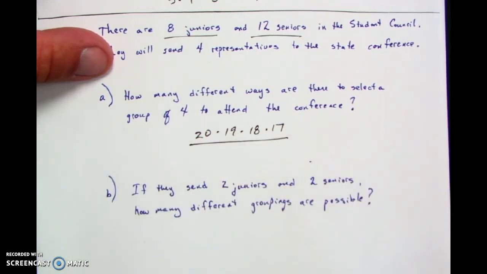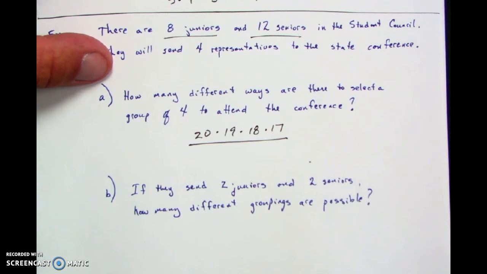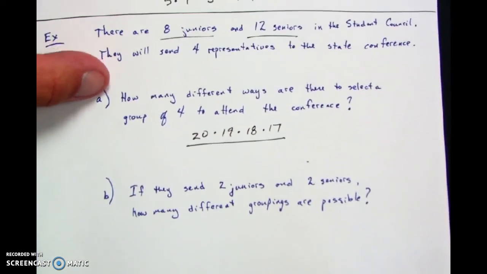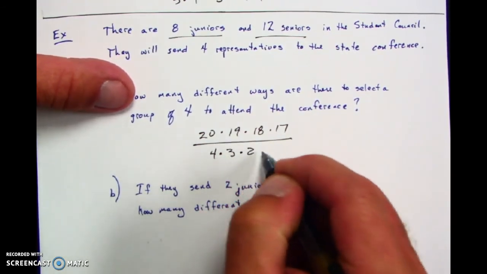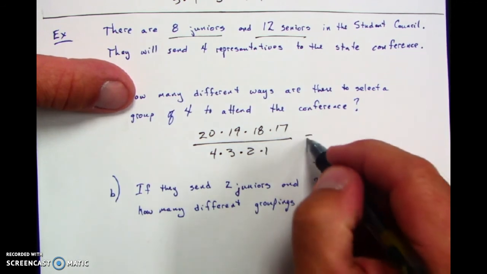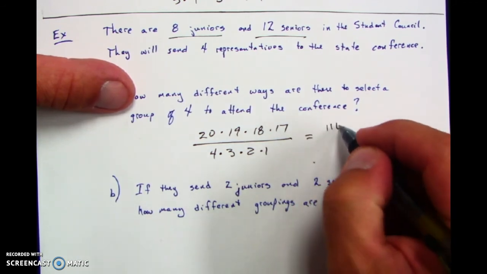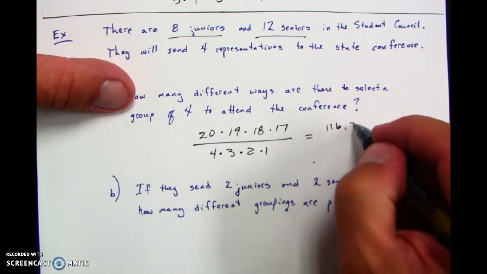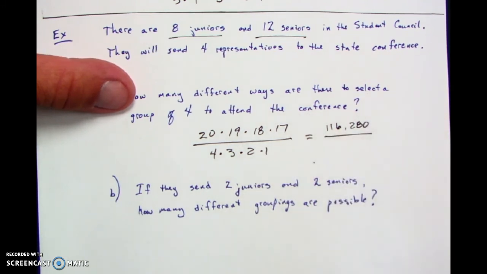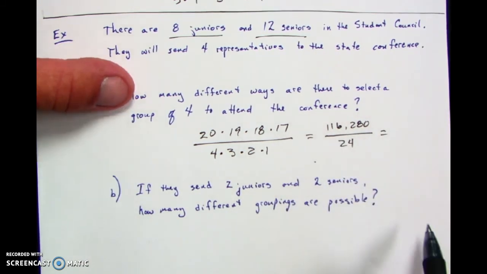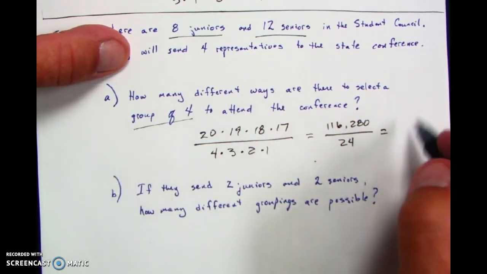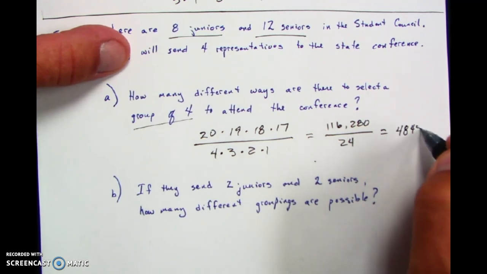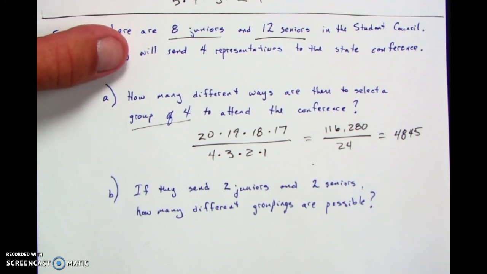Now the order doesn't matter. That's where we're going to eliminate all the different permutations, all the different ways they're grouped, by taking the 4 times 3 times 2 times 1 and dividing there. So we end up with 116,280 ways to arrange that, but there's 24 different groups that are being repeated there. So it turns out that out of those 20 students, to select a group of 4, there would be 4,845 different groups that we could choose.